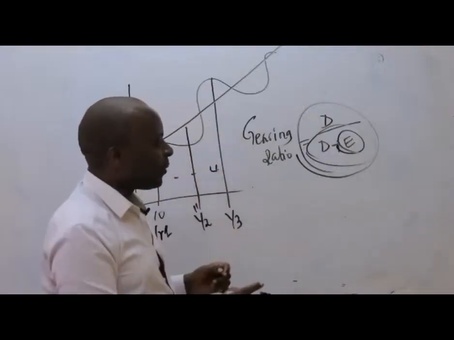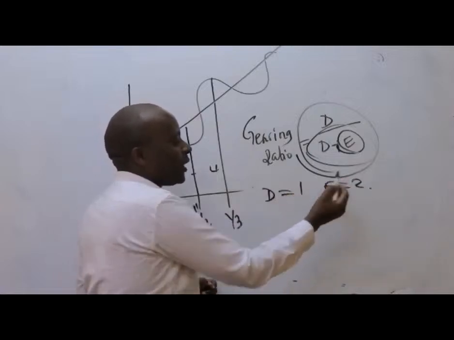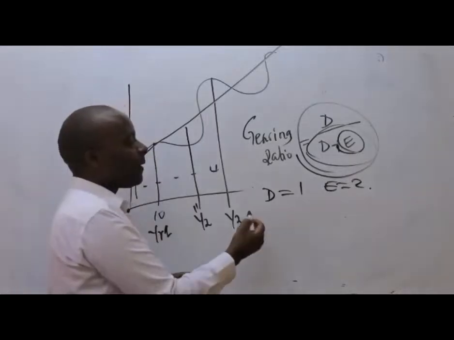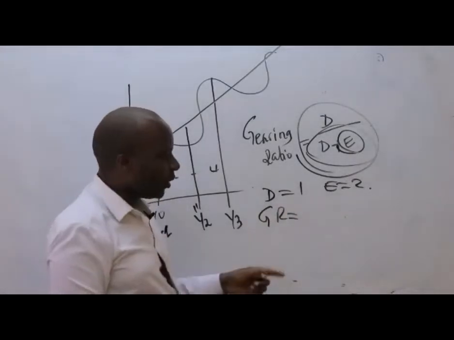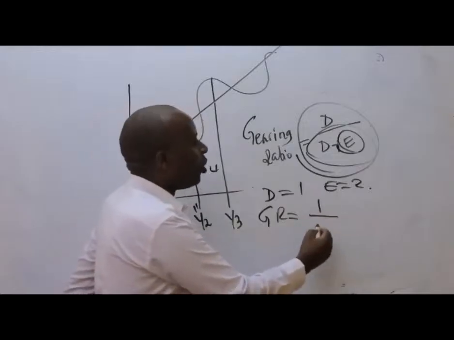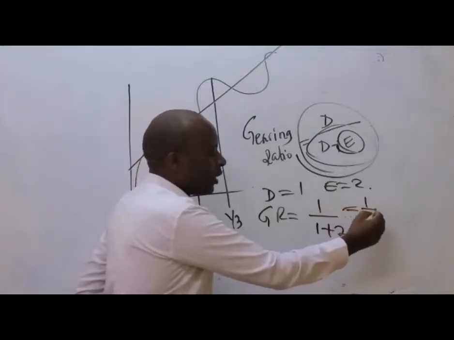Let me give you a very practical example. Assuming debt is 1 and the current equity, for example, is 2. It means that the current gearing ratio will be 1 over 1 plus equity, which is 2, which will be what here, somebody? Which will be a third.